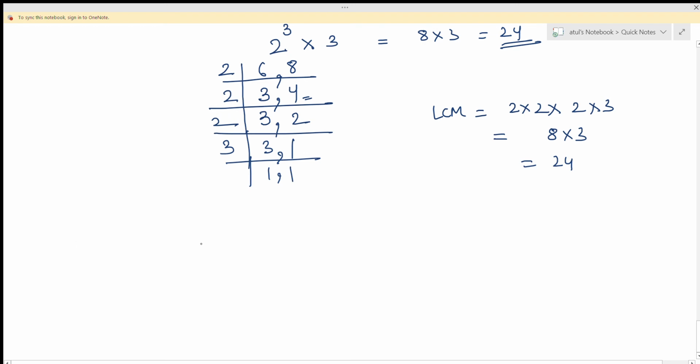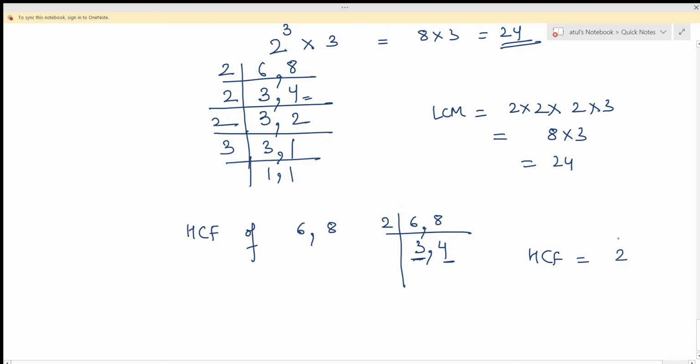Now there is one more thing. If you are given two numbers, let us say these 6 and 8 only, find the HCF of 6 and 8 also. I use the common method. 6, 8. So what is the common factor? 2, giving 3 and 4. Now I'll stop over here because 3 and 4 have no common factor. So the HCF of 6 and 8 comes out to be only 2.